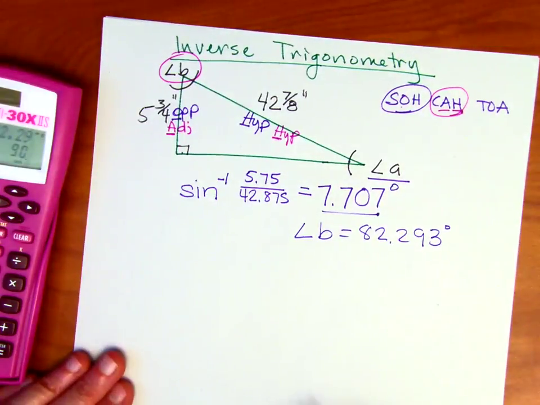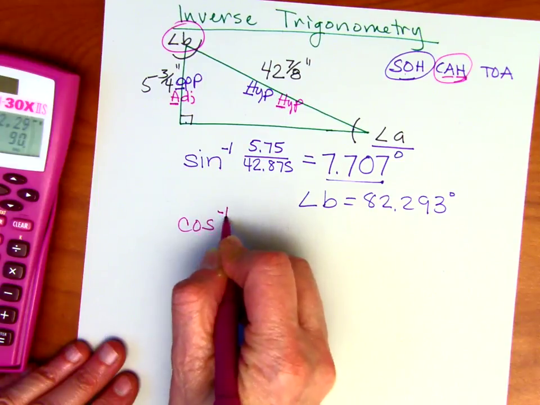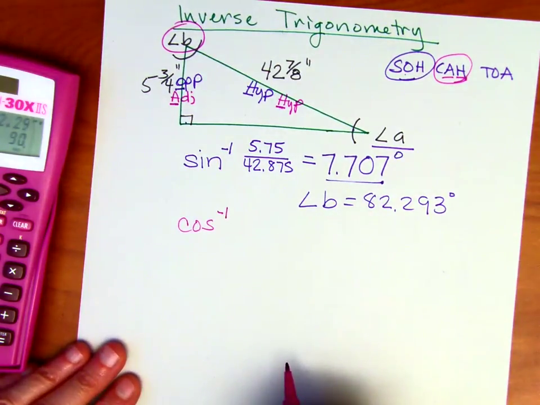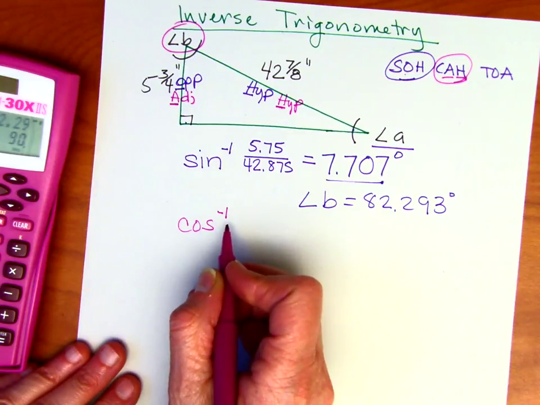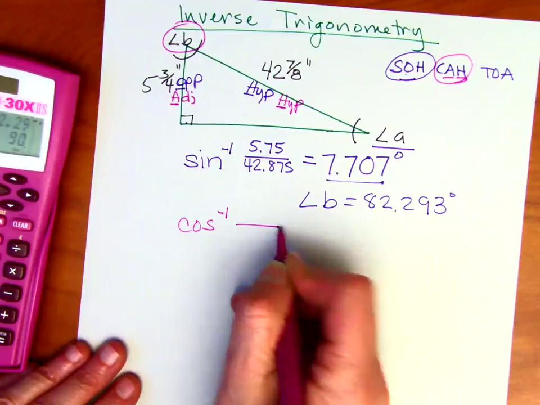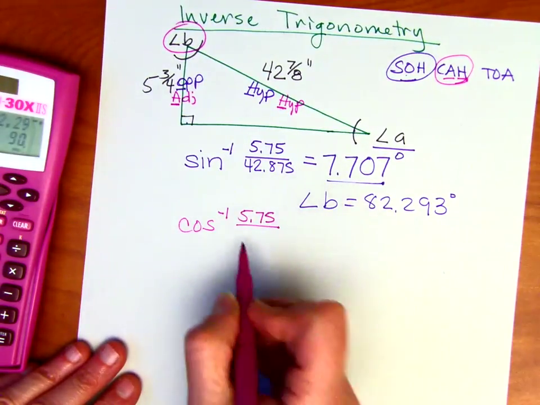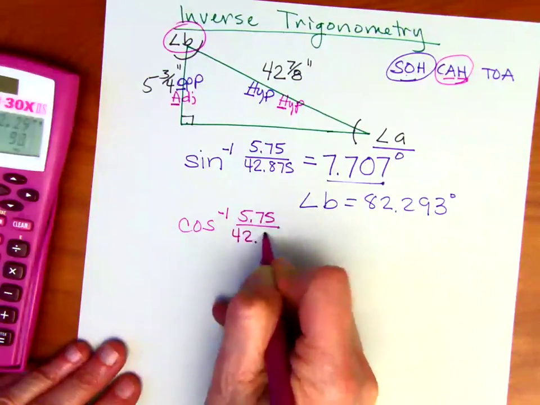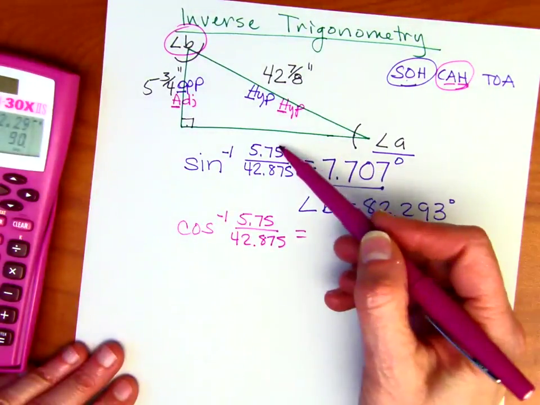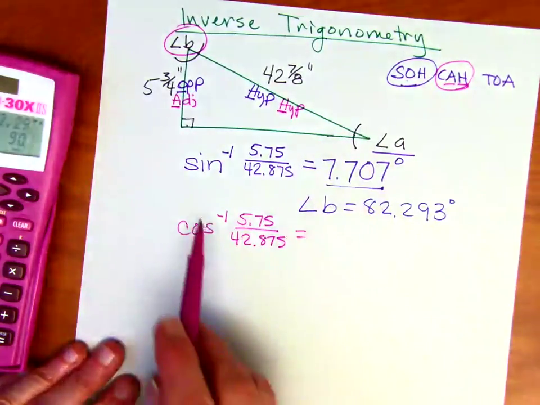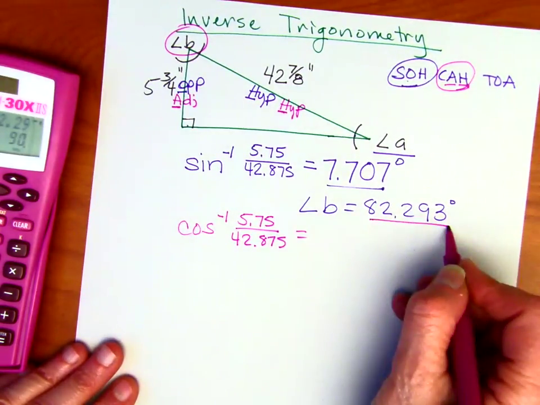Okay, so we're going to go ahead and rewrite it. So we get cosine, and that little -1 in the upper right hand corner tells you that it's an inverse function and we're looking for an angle. So that means we're going to write it as adjacent on top, which is 5.75, over hypotenuse, which is 42.875. And notice it looks very similar to this setup here, but the function is different. Okay, and we should come up with this answer here.